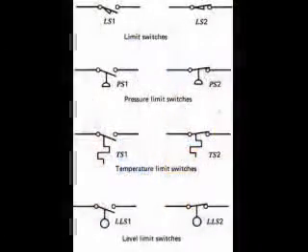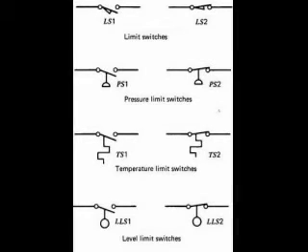Here are the schematic diagram symbols for some common machine control switches. Limit switches are operated by the motion of an object. Pressure switches are operated by the pressure of a gas or liquid. Temperature switches are operated by a change in temperature. And level switches are operated by the level of a material or liquid in a tank.